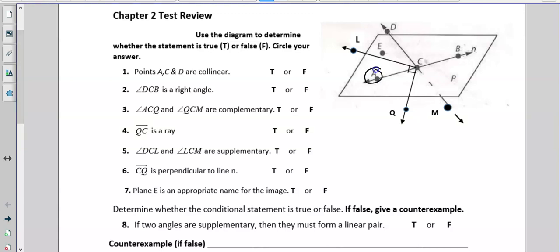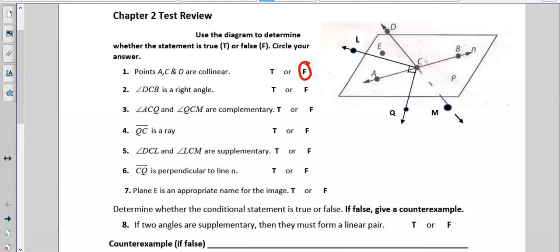Well, here's A, here's C, and here's D up here, which means we have to go this way. And you might say, well, they are on the same line because, if you follow that path, you get there. But no, collinear means on the same straight line. So this is false. Okay? A, C, and B, as in boy, are collinear.